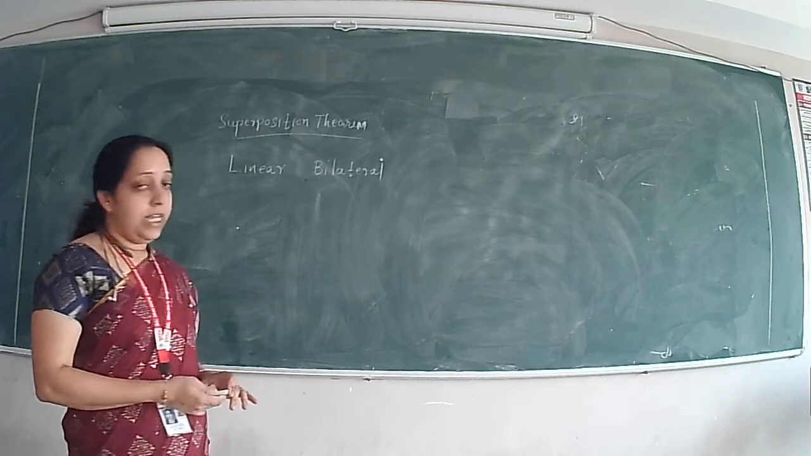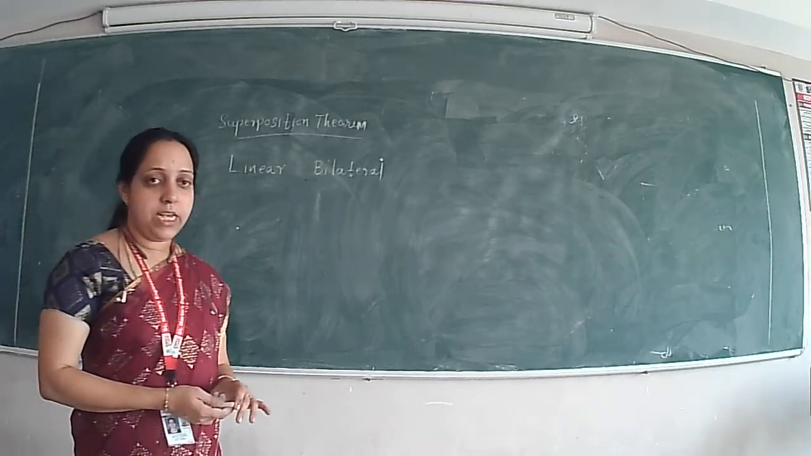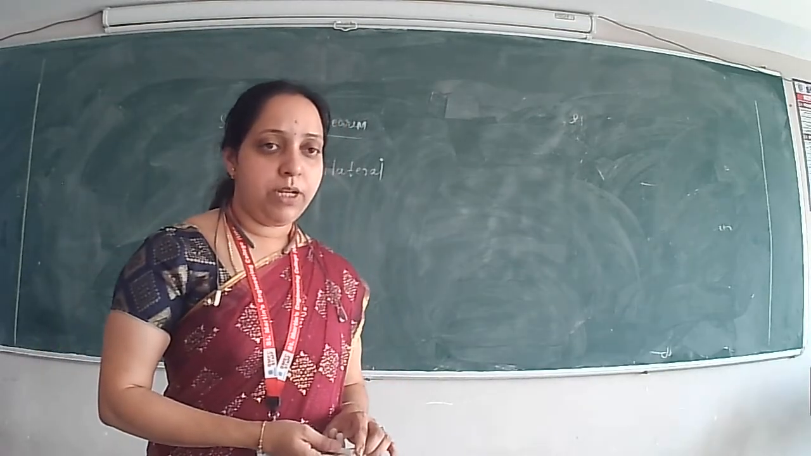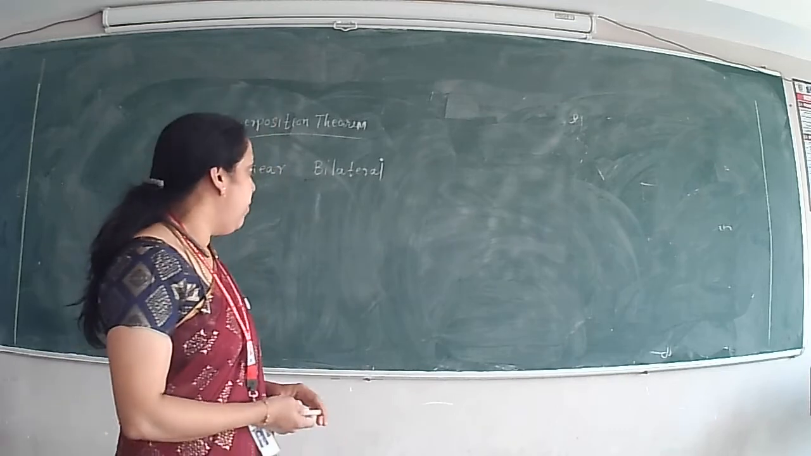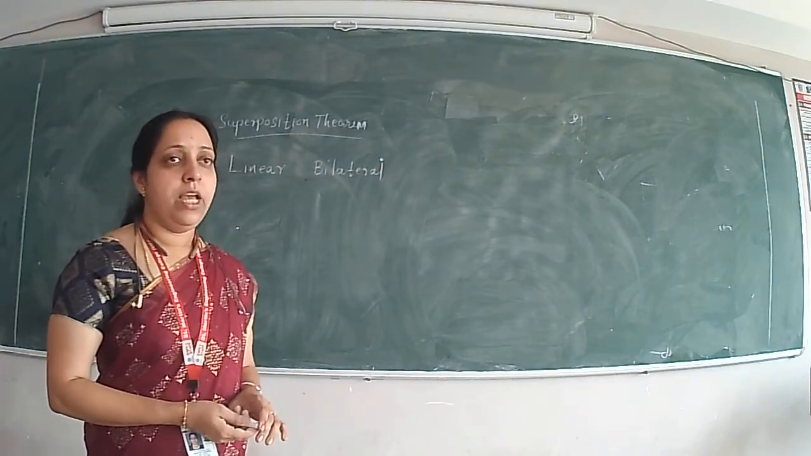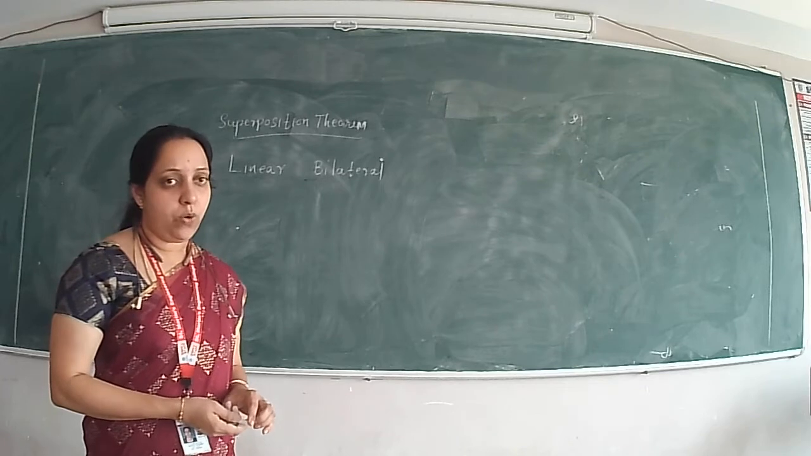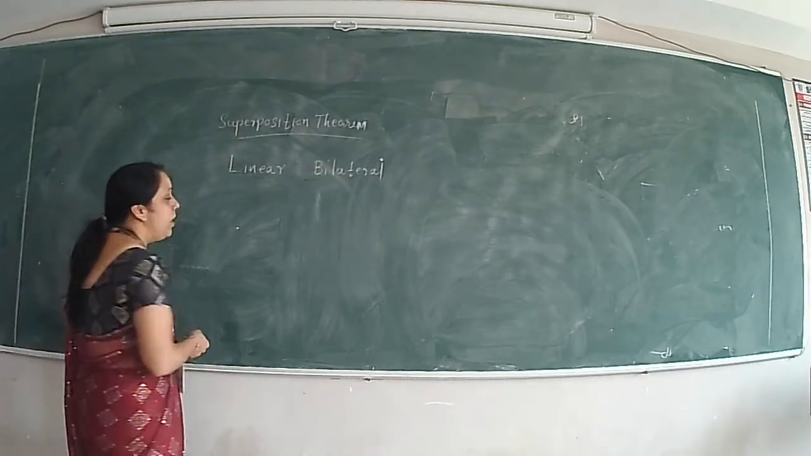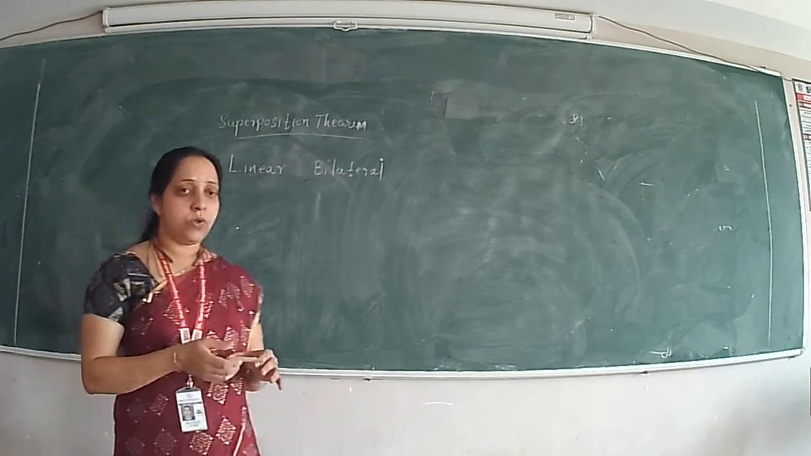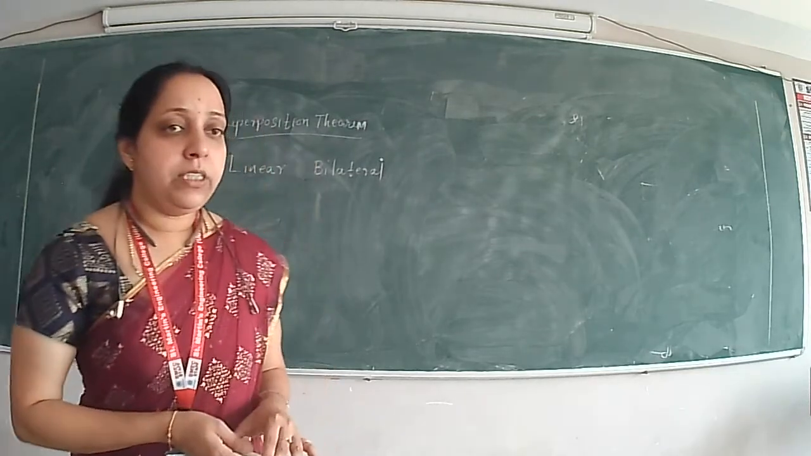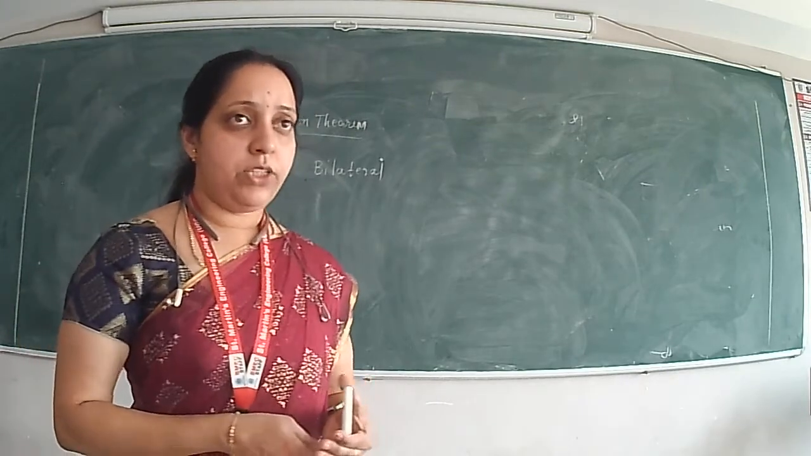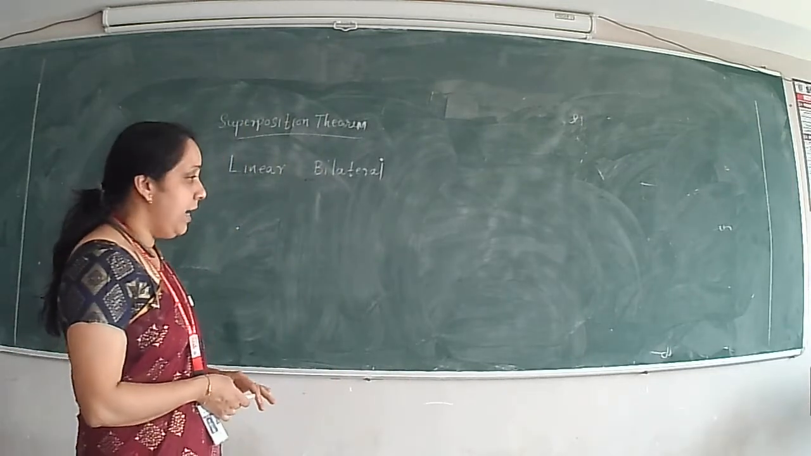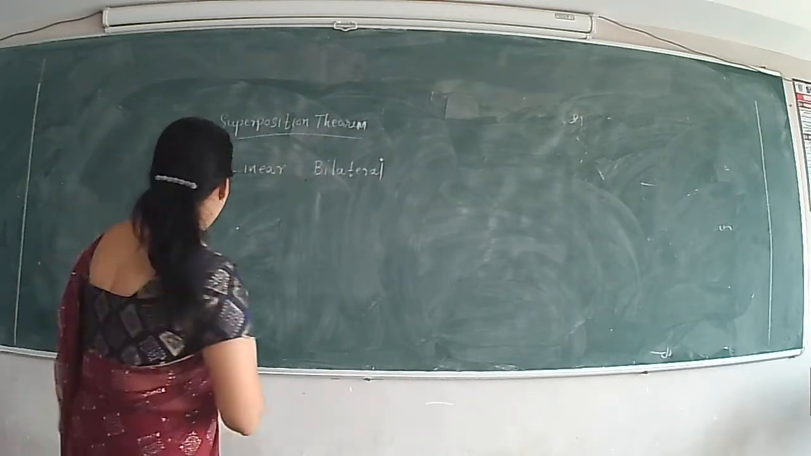So, the response in any element is equal to the algebraic sum of responses caused by individual sources acting alone while the other sources remain non-operative. If one source is acting at a time, it depends upon the sources, whether it is a voltage source or current source. If it is a voltage source, we will be short circuiting, and if it is a current source, we will be open circuiting.